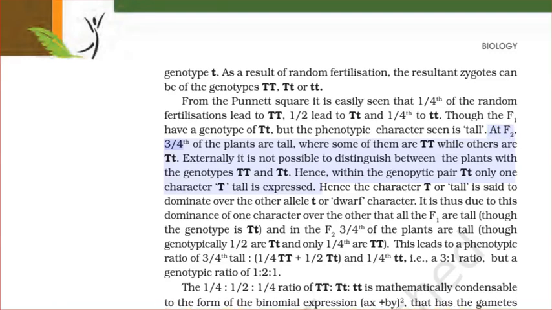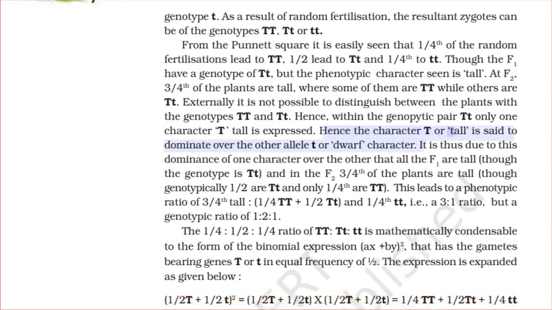At F2, 3/4 of the plants are tall, where some of them are TT, while others are Tt. Externally, it is not possible to distinguish between the plants with the genotypes TT and Tt. Hence, within the genotypic pair Tt, only one character, T, tall, is expressed. Hence, the character T or tall is said to dominate over the other allele t or dwarf character.